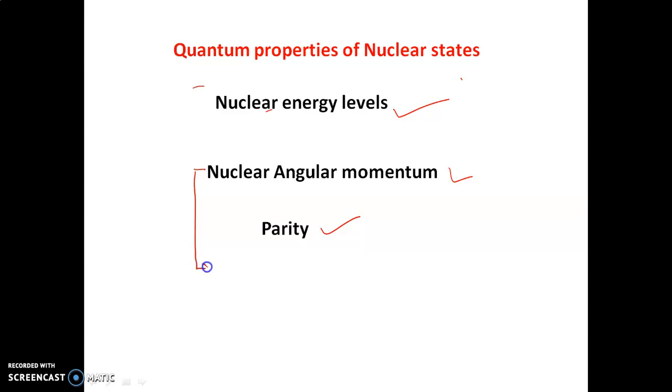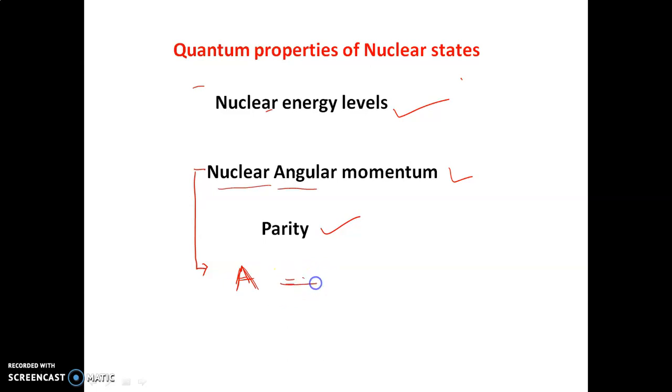What we saw in our last class is that every nucleon has an angular momentum associated with it. Now, what is nuclear angular momentum? As we saw, if I have a nucleus with mass number A, that means there are A nucleons, that means a certain number of protons and a certain number of neutrons.